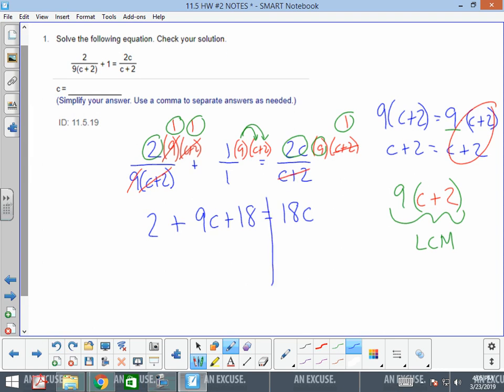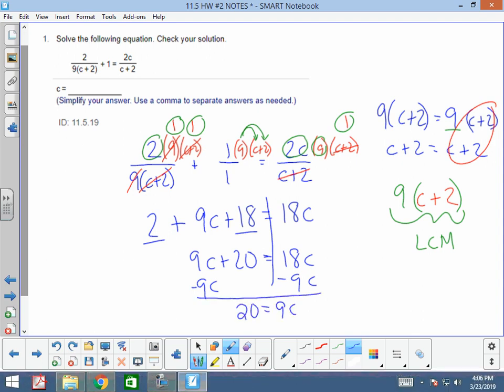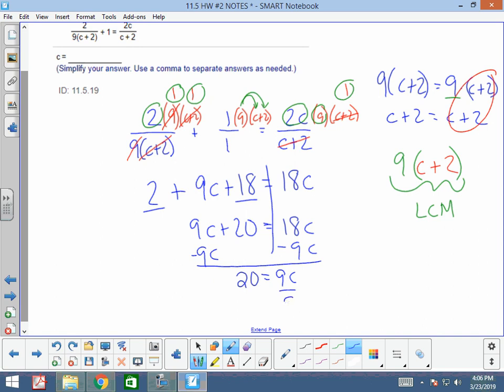Okay, so on the left side, I have like terms. So I'm going to add those together. And now I'm going to move my 9c to the side that already has just a c and divide by 9. Now, do not divide this by 9 in your calculator. Just leave it 20 over 9. And 20 over 9 does not make either denominator 0. So we're good.